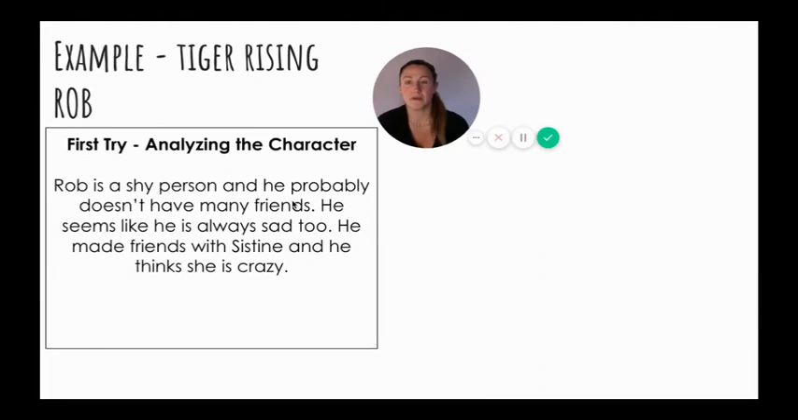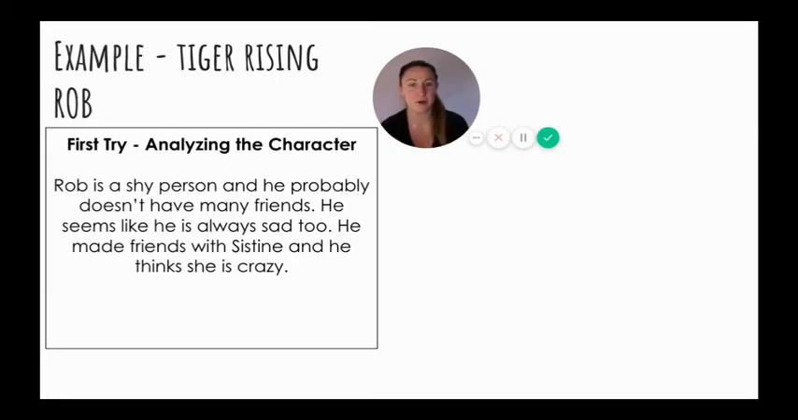So my first try at this, analyzing the character, keeping in mind their perspective, I just wrote Rob is a shy person. He probably doesn't have many friends. He seems like he's always sad too. He made friends with Sistine and he thinks she's crazy. Now, all of those ideas are what I understood that Rob thinks. This is coming from Rob's point of view. This is his perspective. But there's not enough here.